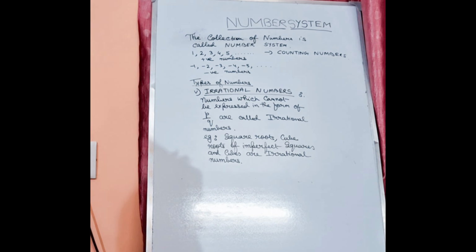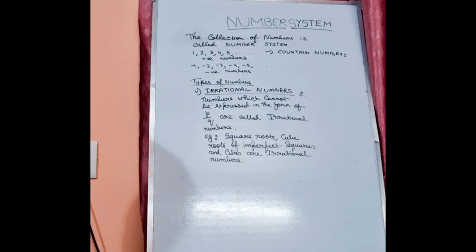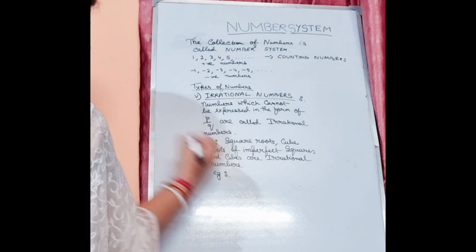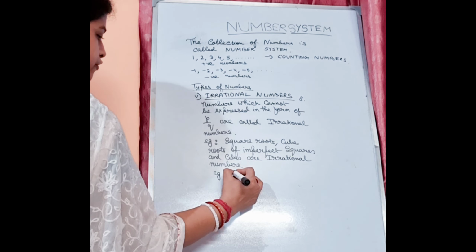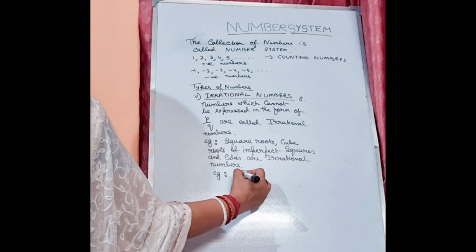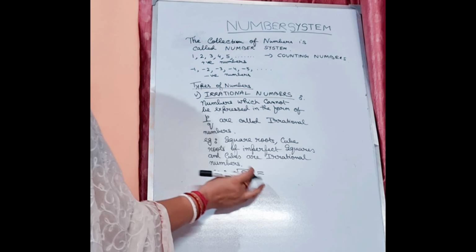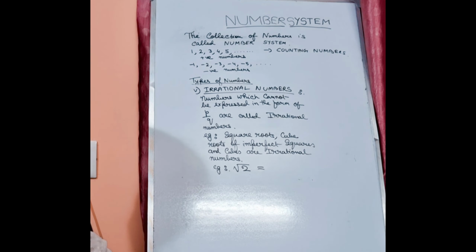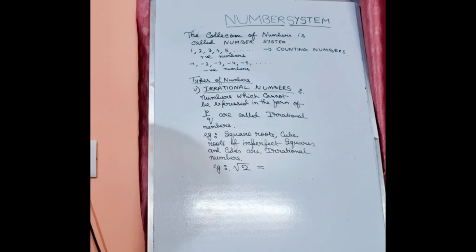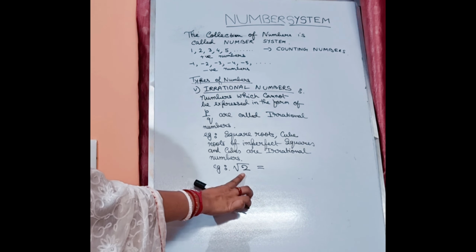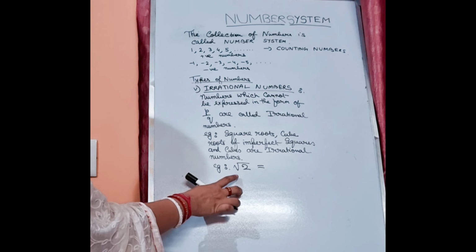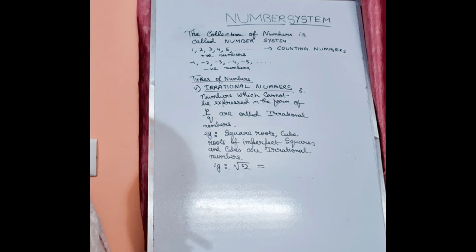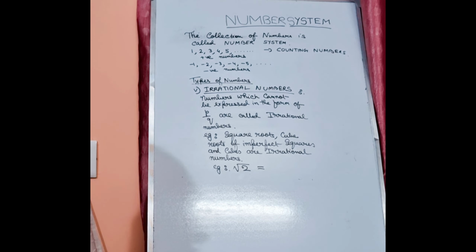Now what do you mean by imperfect squares and imperfect cubes? For example, suppose square root of 2. Imperfect means the number inside the root is not the square of any number. Is 2 a square of any number? No.